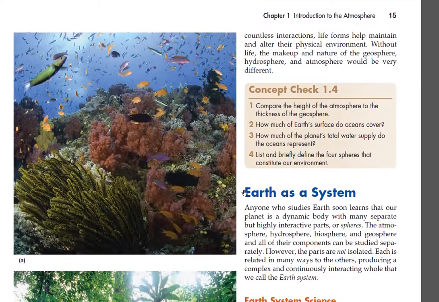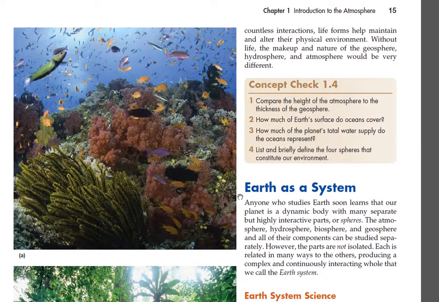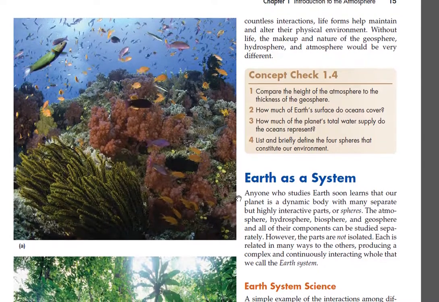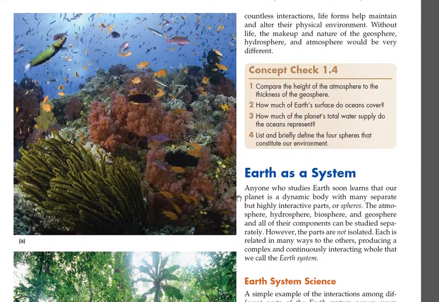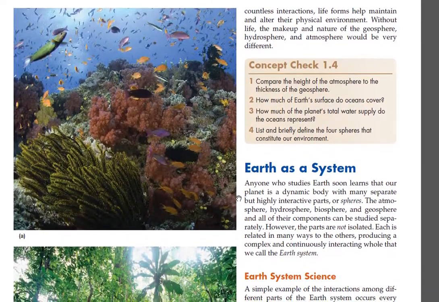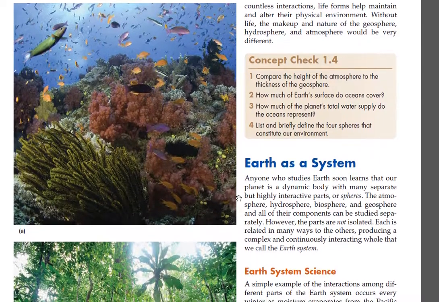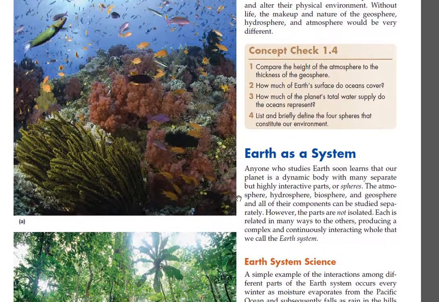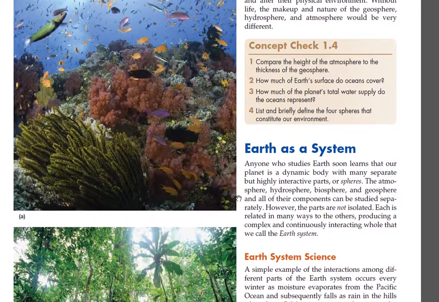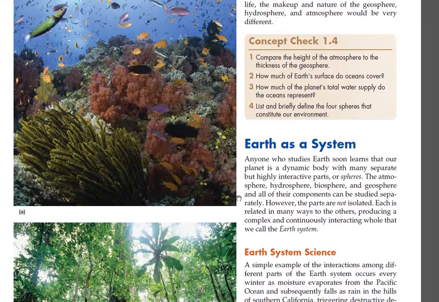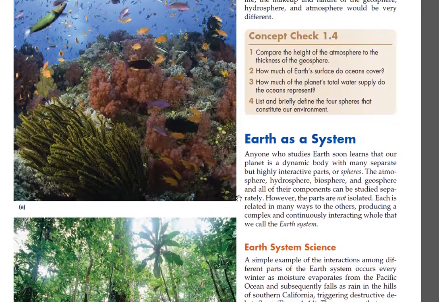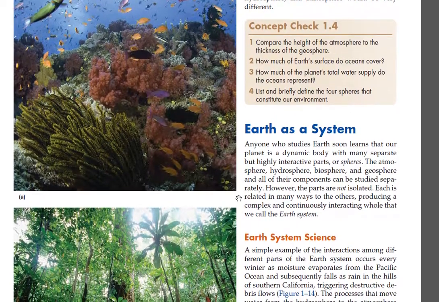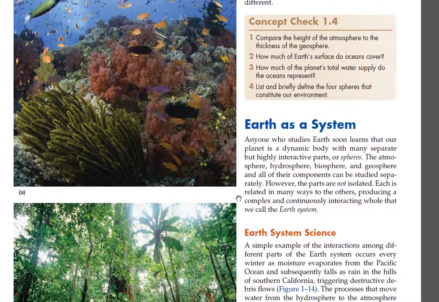Earth as a system. Anyone who studies Earth soon learns that our planet is a dynamic body with many separate but highly interactive parts, or spheres. The atmosphere, hydrosphere, biosphere, and geosphere and all of their components can be studied separately. However, the parts are not isolated. Each is related in many ways to the others, producing a complex and continuously interacting whole that we call the Earth system.